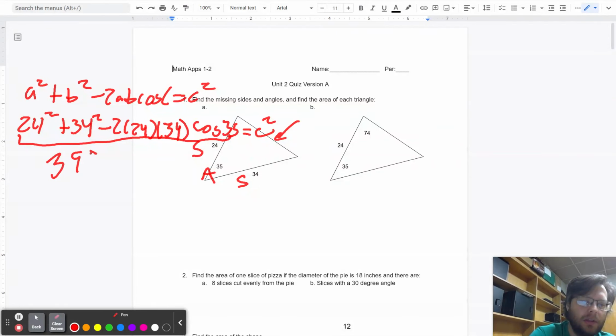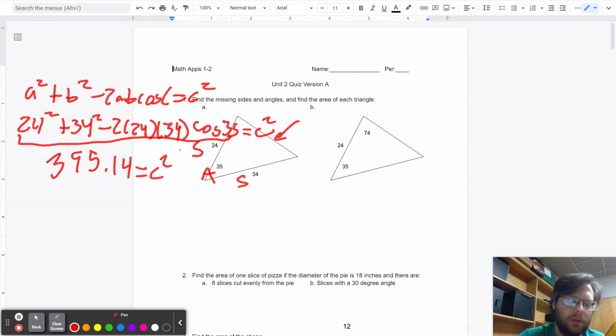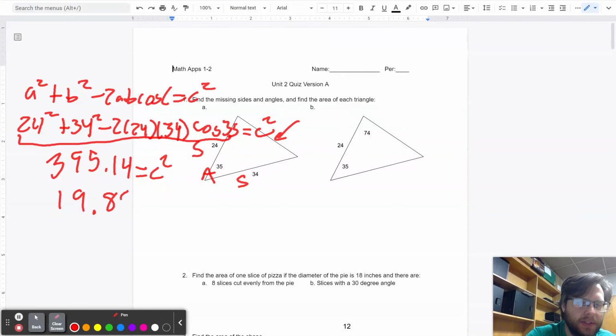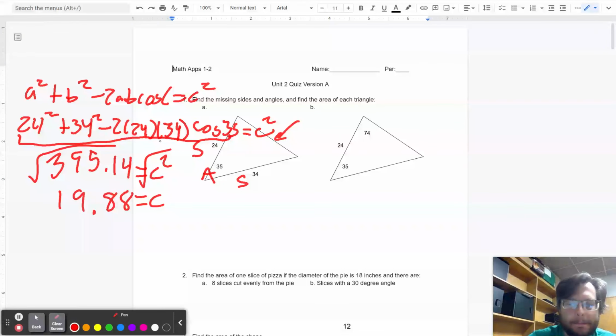So we have 395.14 equals c squared, square root of it. So we get 19.88 is approximately equal to c. So I took the square root in this step right here. Okay, so now we have all three sides and we've got one of the angles.